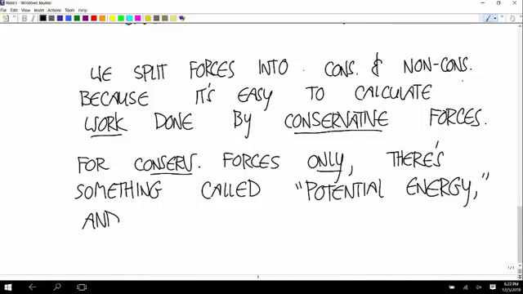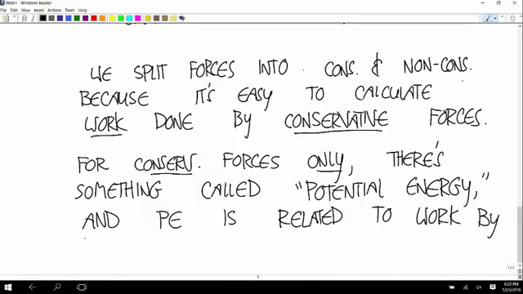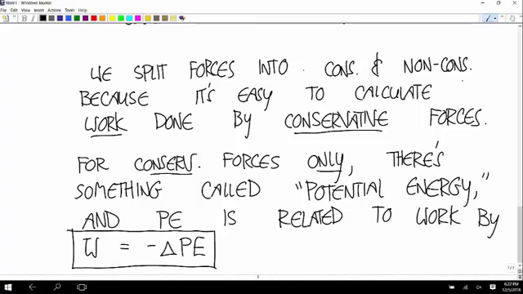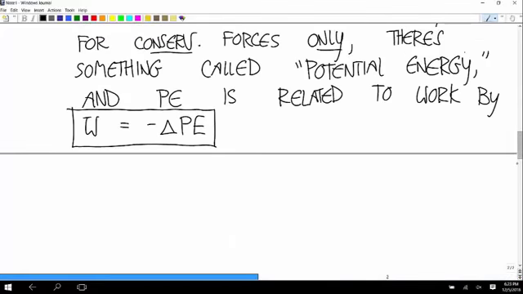And this potential energy is related to the work by the relationship: work is equal to the negative change in potential energy. Okay, so this potential energy depends only on the object's location. And if you calculate the potential energy at one instant and then at another instant, you can use that to calculate the work, whereas the calculation of work can be sort of complicated. So this makes it easy.